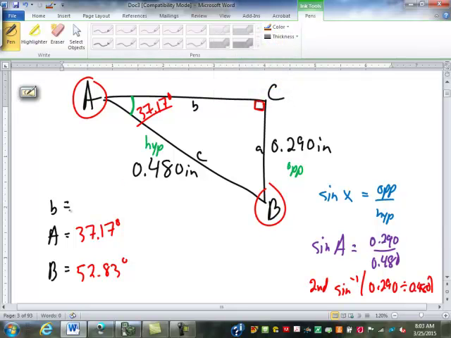For side B then, we can use the Pythagorean theorem. Now, we have the hypotenuse and one of the legs, which means we'll be subtracting instead of adding. So it'll be the square root of 0.48 squared minus 0.29 squared.